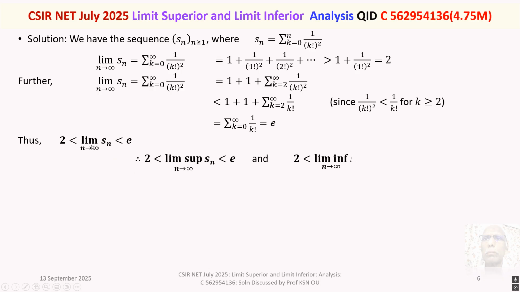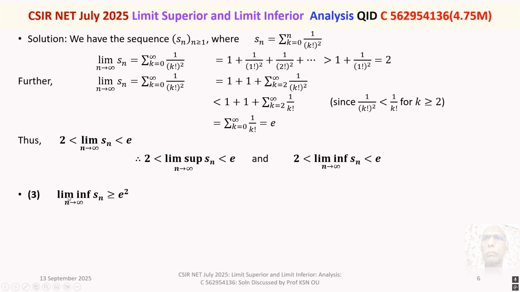Since the limit exists, when the limit exists, limit superior is equal to limit inferior is equal to the limit. Therefore, 2 less than limit superior of Sn less than epsilon and 2 less than limit inferior of Sn less than epsilon. Let's call on option 3.